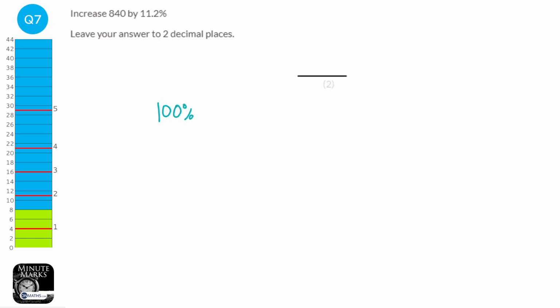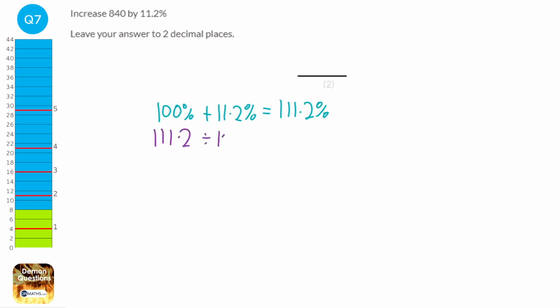So we're going to find out the multiplier first, and we do that by starting with 100%, and it says it increased by 11.2%, so we're just going to add 11.2%, which will give us 111.2%. Then we're going to make that into a decimal by dividing by 100, and this will make it into a multiplier, so it's 1.112.